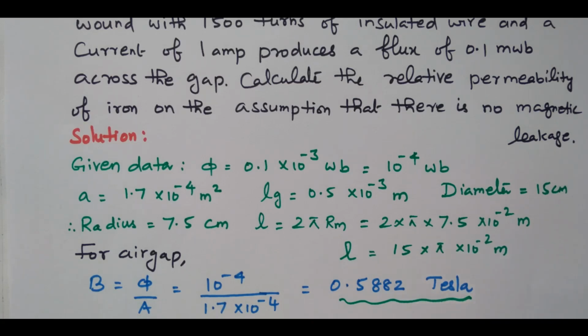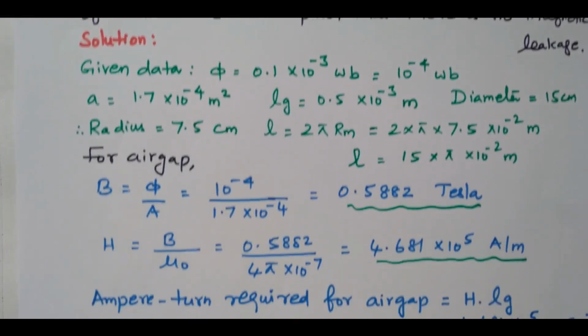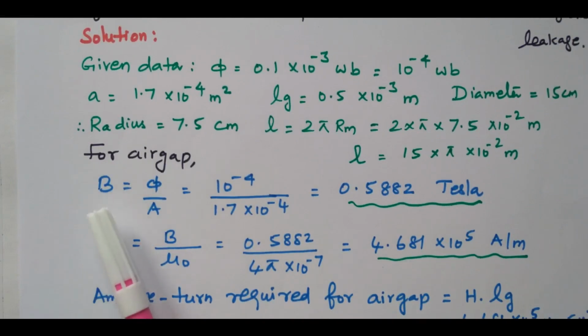Now we'll find the values one by one. We need to find the relative permeability of the iron. First we will find the magnetic flux density B for the air gap. B equal to phi by A. Phi is given, 10 to the power minus 4, divided by A, which is 1.7 into 10 to the power minus 4. So after simplifying, we got 0.5882 Tesla. The magnetic flux density is calculated.